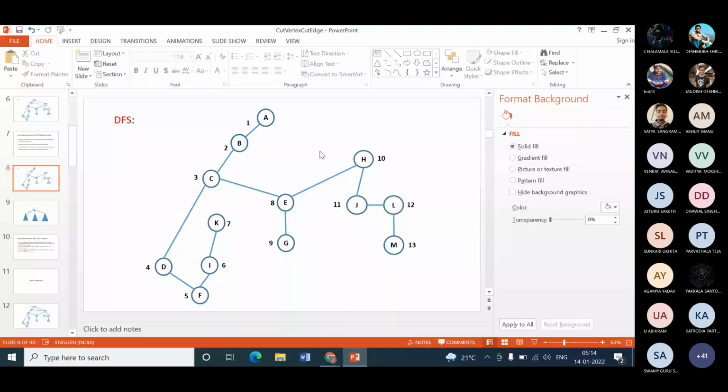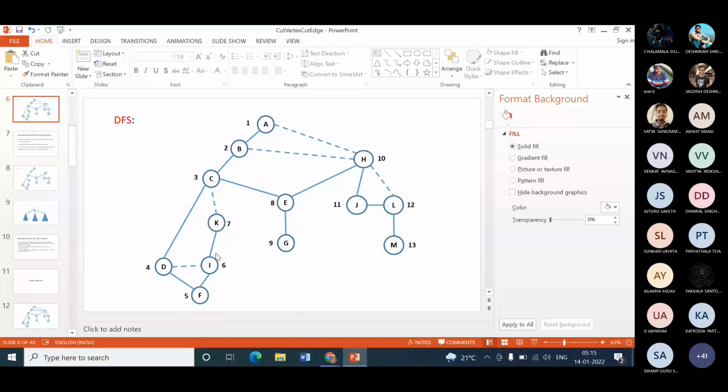जैसे, E is a cut vertex, E के लिए ठीक है, H भी एक cut vertex है. J cannot be a cut vertex. Why? Because J के नीचे है L. क्योंकि J के बाद L मैं ट्रावर्स कर रहा हूं, बट L से एक बैक एज J के ऊपर गया है, H तक गया है. So J cannot be a cut vertex. Okay.